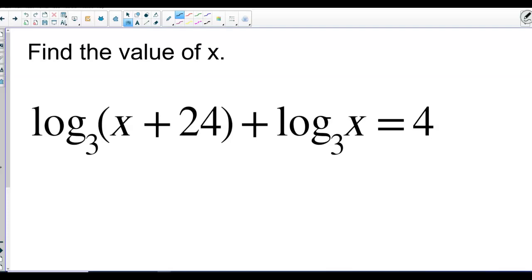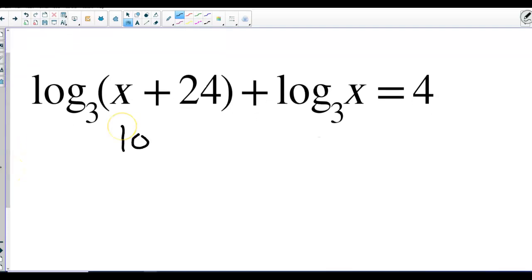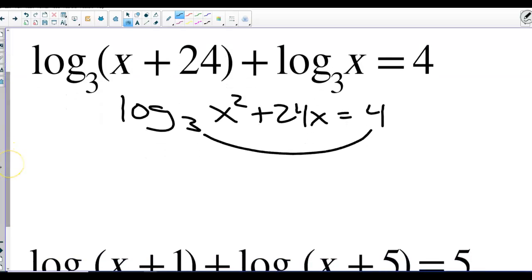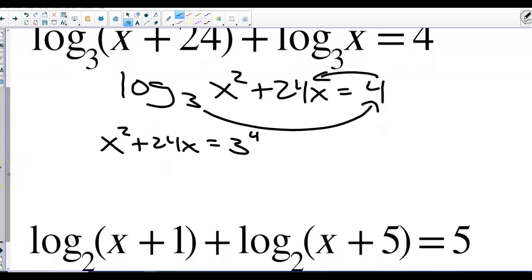So the difference with these is we have that plus sign, and that means multiply. So this becomes x squared plus 24x equals 4. It's not x squared plus 24x equals 4, though, when you solve. When there's no log on the other side, it's this raised to this equals this. So x squared plus 24x equals 3 to the 4th. And you've got to get that order correct. It's 3 to the 4th, not 4/3. 3 to the 4th is 81.